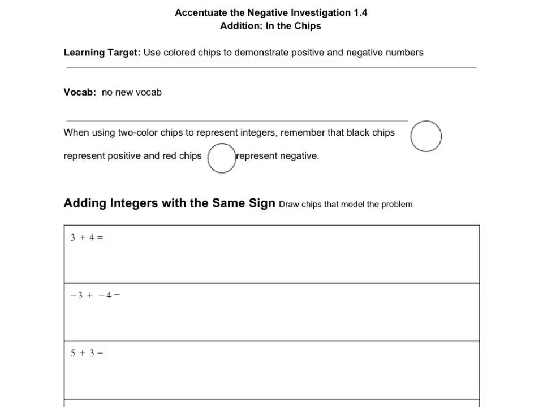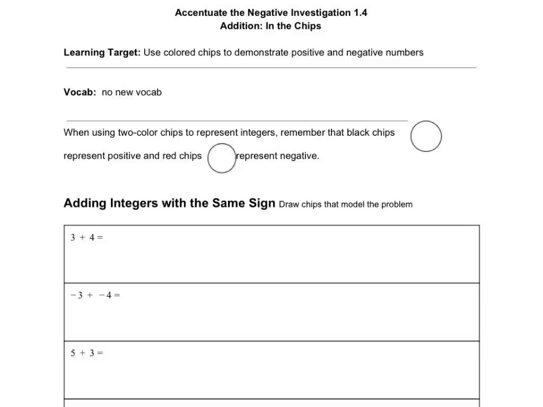This is your video for Accentuate the Negative Investigation 1.4. This is video 1 of 2. The first video will be focusing on addition, and the second video will be focusing on subtraction. In both videos, we will be using the same modeling procedure of how to represent what is happening with the addition and subtraction, and that will be using colored chips.